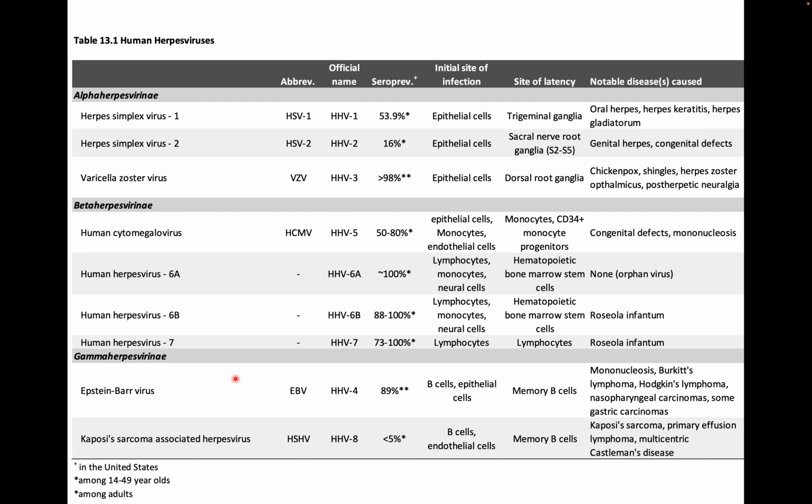All right, so we are going to work our way through this table, just touching on clinical conditions. As you can see, we've got the human herpes viruses here organized by those subfamilies. And I wanted to point out in this table, you'll notice they've got the official name and the abbreviation for each virus. But in the third or fourth column here, you've got seroprevalence, which is the percentage of individuals, and these are numbers from the U.S., that have antibodies against the specific herpes virus. So that's an indication of what percentage of the population has been infected.